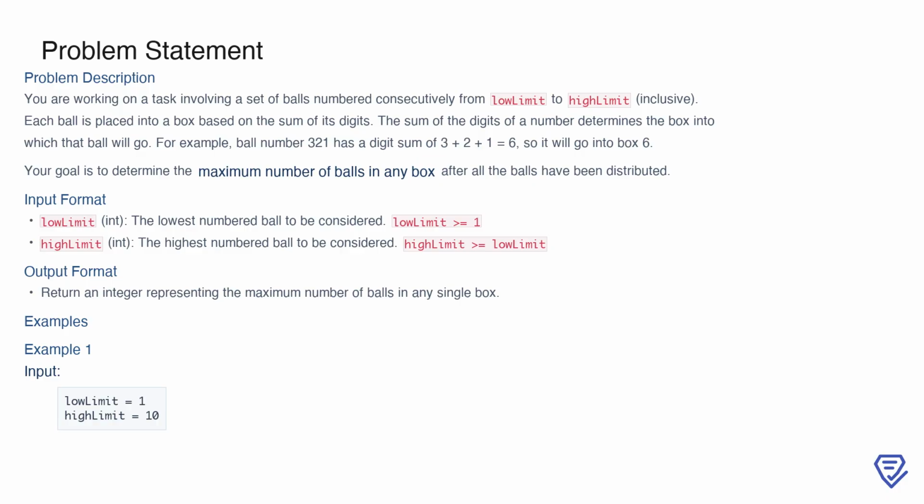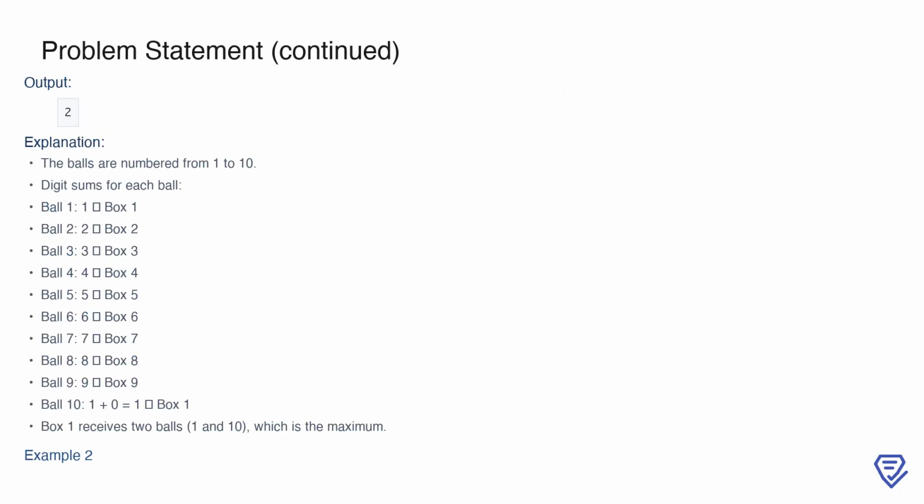Our objective is to determine the maximum number of balls that any single box can hold after distributing all the balls. The input to the problem includes two integers, low limit, which represents the smallest numbered ball, and high limit, which represents the largest numbered ball. Both values are guaranteed to satisfy certain constraints, such as low limit being at least 1 and high limit being greater than or equal to low limit. The output will be a single integer representing the maximum number of balls in any one box after the distribution process is complete.